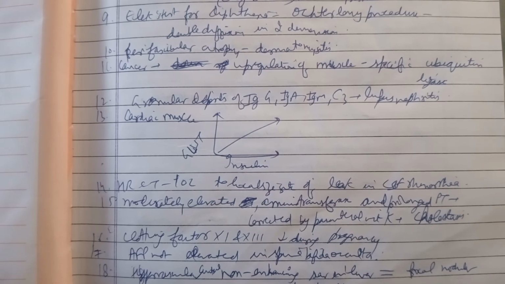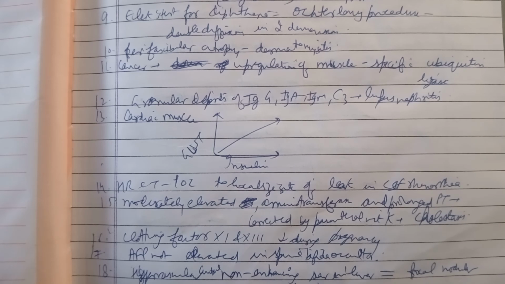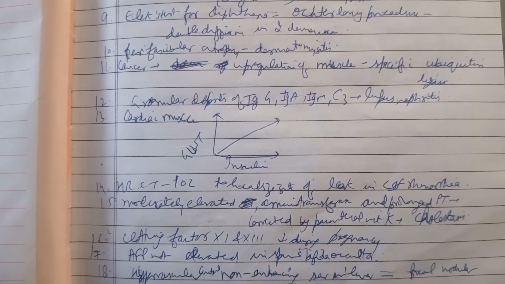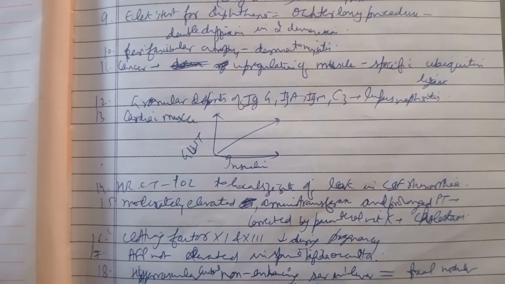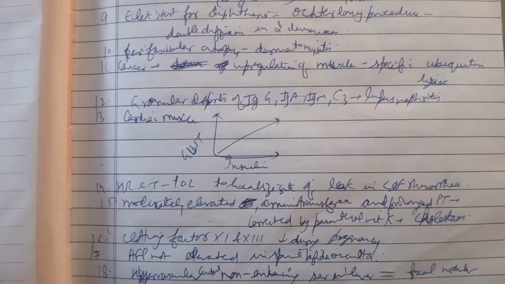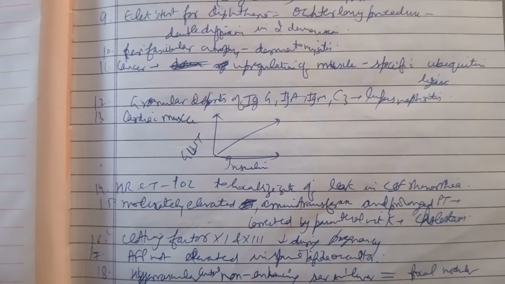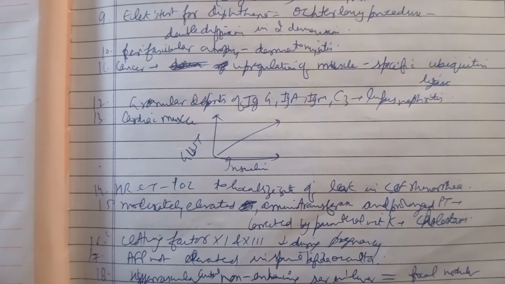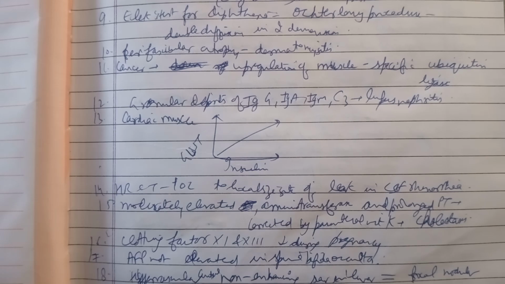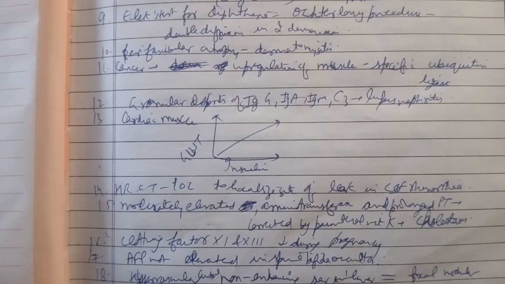Then linear relation between GLUT and insulin is seen in cardiac muscle. Then to localize the site of leak in CSF rhinorrhea, we do HRCT. Then a question will contain moderately elevated aminotransferase and prolonged prothrombin time, which is corrected by vitamin K. The answer is cholestasis, which can lead to decreased absorption of fat soluble vitamins. Then all the clotting factors increase in pregnancy except factors 11 and 13, which decrease in pregnancy.